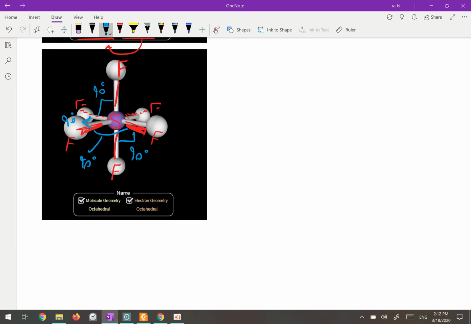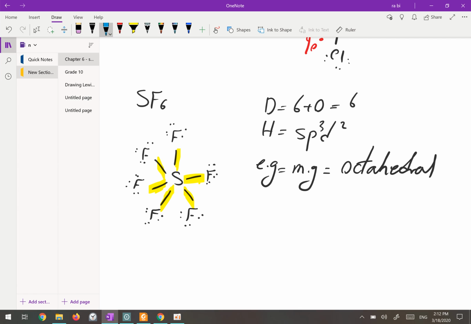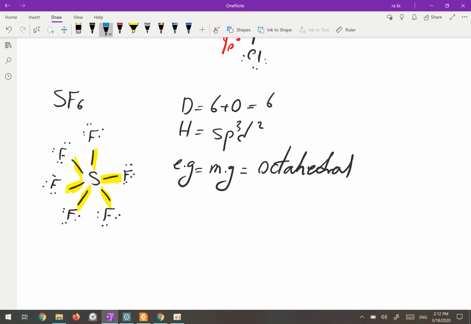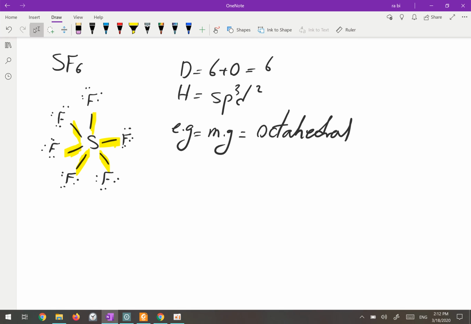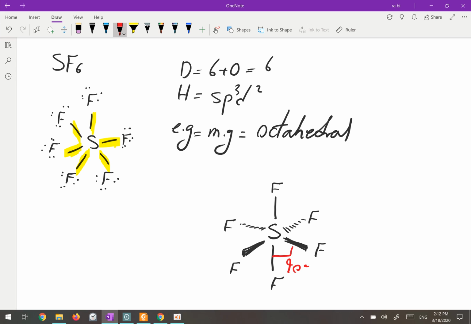So let's go back to the other page and draw the octahedral arrangement for SF6, sulfur hexafluoride molecule. So you have the central atom, one domain at the top, one domain at the bottom. These two domains are coming out of the board. These two domains are going inside the board or screen, and you have F, F, F, F, fluorine atoms. Here I don't show the lone pairs, and the angle between all of them is 90 degrees.